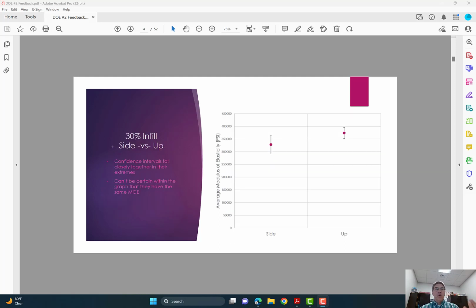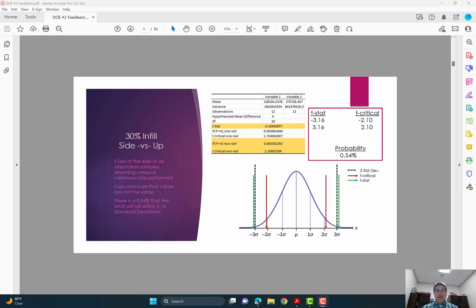Then she goes through 30% side and up. You see on the slide, it's real clear what she's doing. So she comes down, the confidence intervals fall close. They can't be explained by themselves with the graph. So then she goes to the t-test, tells the t-test. I'm going to come back and talk about this in just a second. I want to just kind of go on with the story.